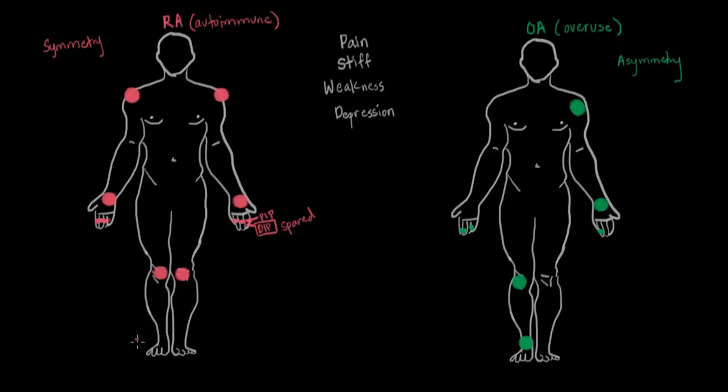Next, let's talk about the time of day. When is RA going to be the worst? So autoimmune diseases, this is not caused by overuse of the joints. So for patients with RA, their symptoms are going to be worst in the morning.